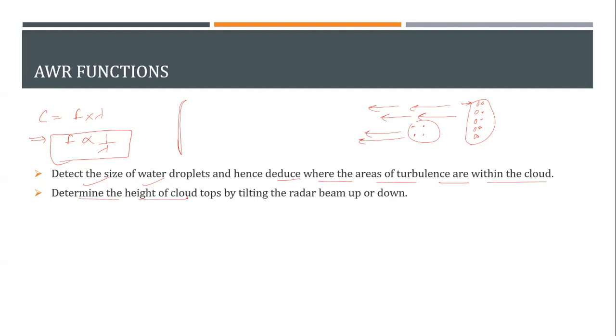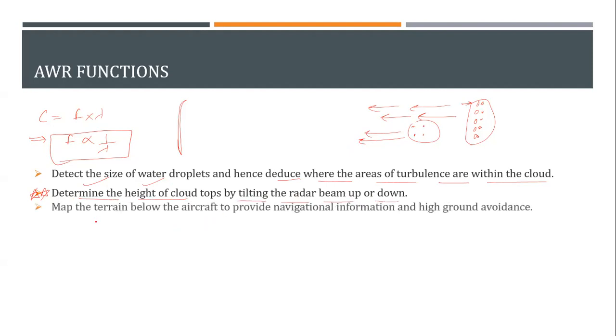They determine the height of the cloud. Now this is where we will use the radar pitch and roll. We understood that we can move the radar also, so we'll see how we can move that. We can tilt the radar up and down. That is how we'll see it works.